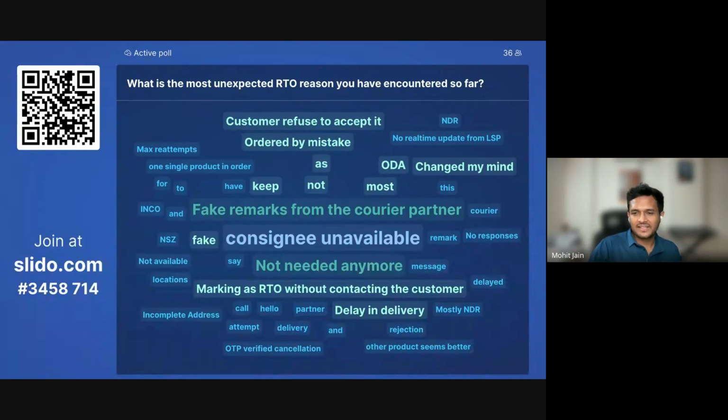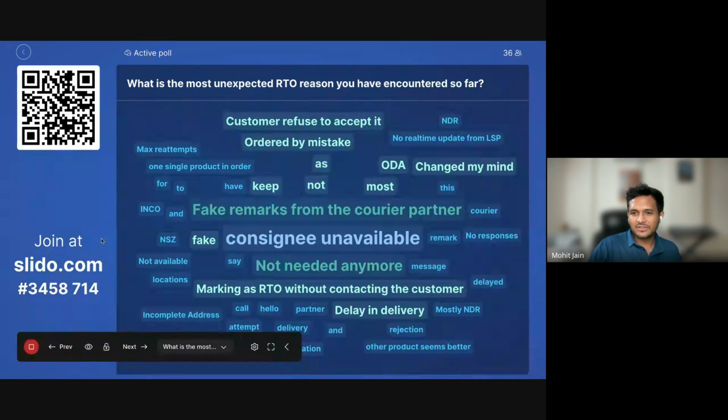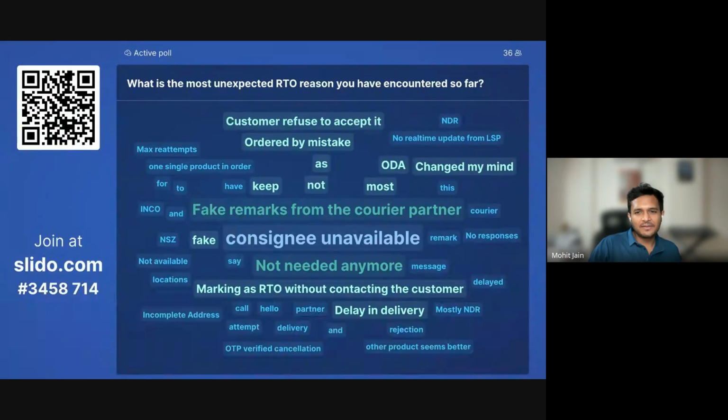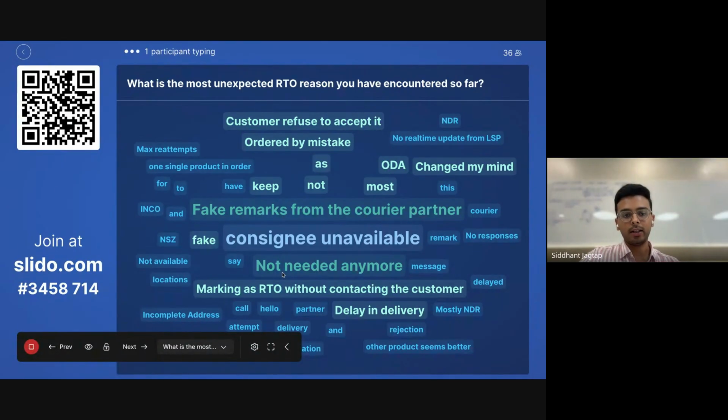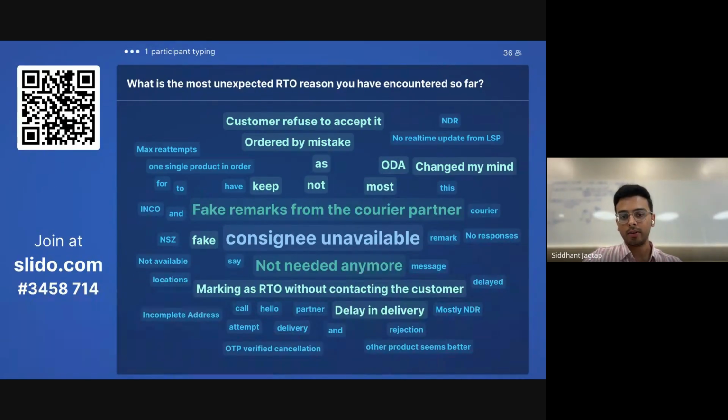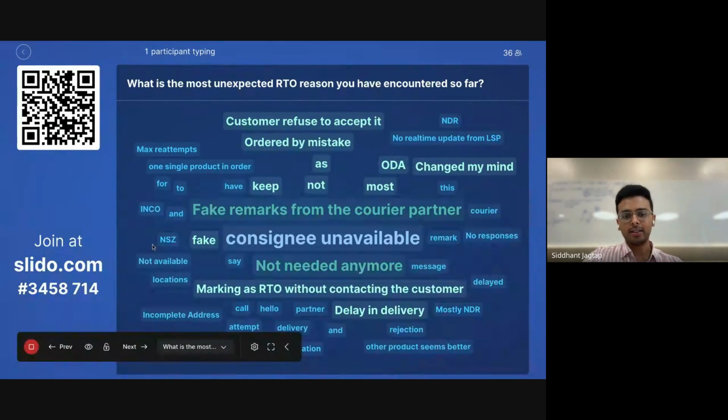I think Arun posed a good question: what percent of RTO is COD based? In my experience, I think 90% is COD, the RTOs which occur. 90 to 95% are CODs. And even if you correlate with the reasons, consignee not available or not needed anymore, if it's a prepaid order, probably the consignee would want that order given the payment is already done. And even not needed anymore won't be the case, because in the Indian market, obviously, if I've paid for something, I want that thing now. So I think COD is the major contributor for such kind of reasons, at least.